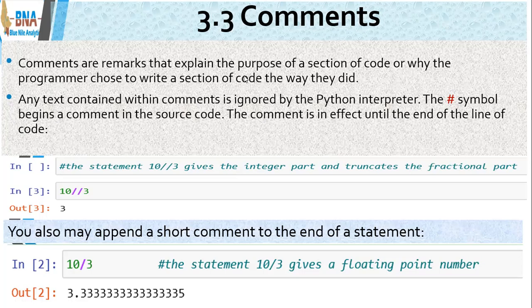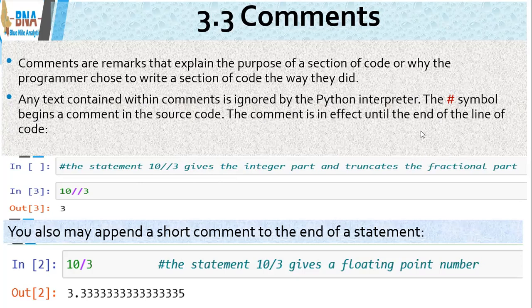Comments are remarks that explain the purpose of a section of code or why the programmer chose to write a section of code the way they did. We can just say comments explain more about the code. E.g., the statement 10 integer division 3 gives the integer part and truncates the fraction part. This just says that 10 divided by 3 gives you an integer. Like here, any text contained within comments is ignored by the Python interpreter. So when you write comments, they won't be executed.